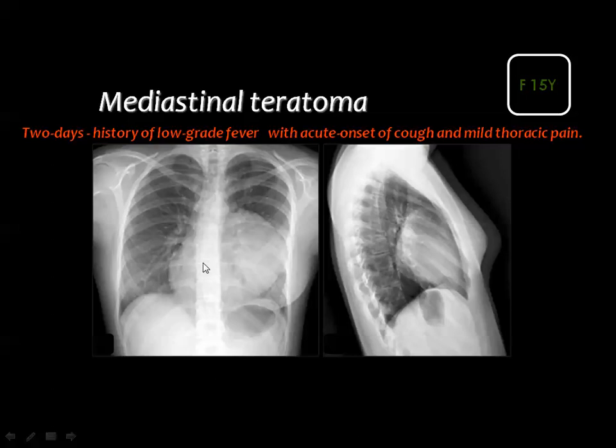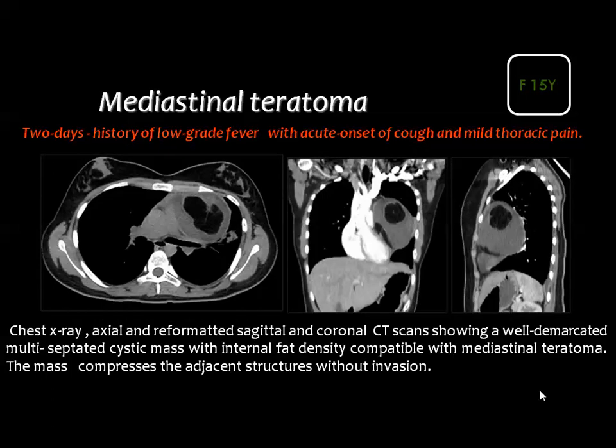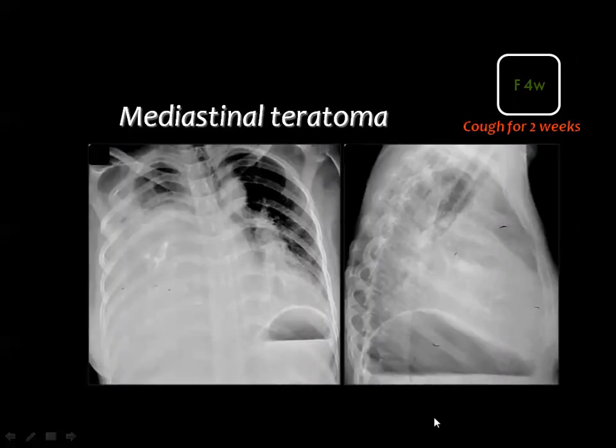The chest X-ray shows a relatively well-defined mass on the left side. The mass is seen anteriorly in the lateral view, and the CT scan showed the fat content of the lesion, some fluid, but there is no calcium. And the fat content is the finding which suggests the possibility of mediastinal teratoma.